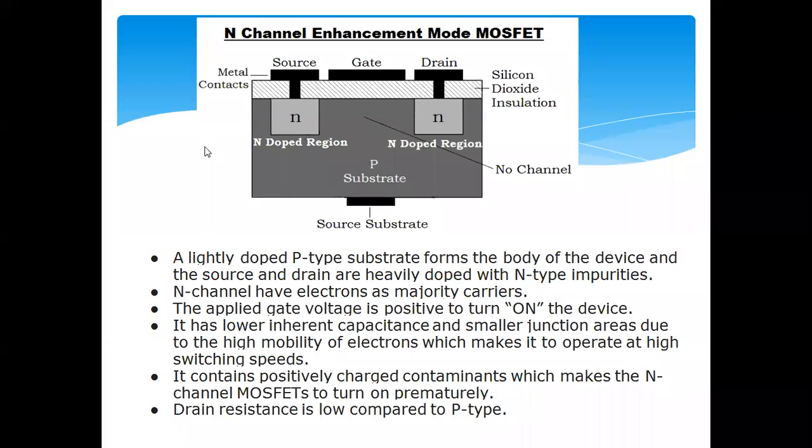It has lower inherent capacitance and smaller junction areas due to high mobility of electrons, which make it to operate at high switching speeds. While discussing the differences, we have seen this. The switching frequency or switching speed of the MOSFET is always much greater than the BJT. It contains positively charged contaminants, which makes the N-channel MOSFET to turn on prematurely. Drain resistance is low compared to P-type MOSFET. These are some of the specifications or characteristics of N-channel enhancement mode MOSFET.